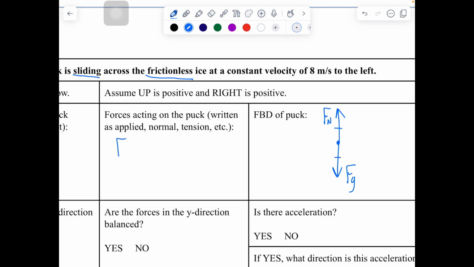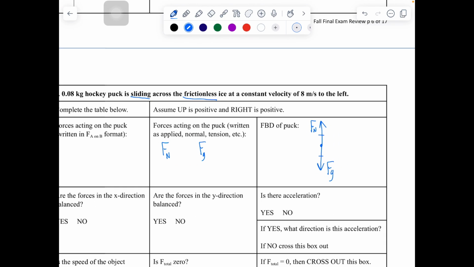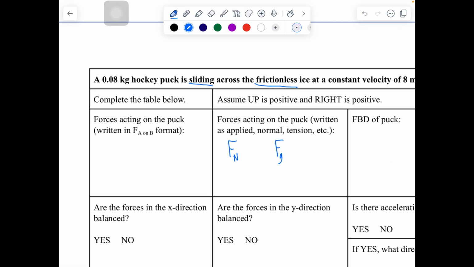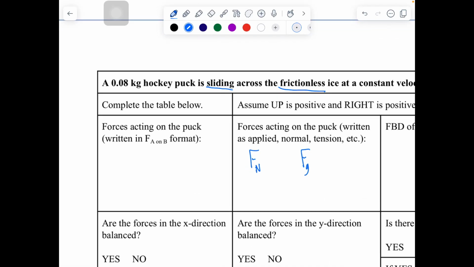Well, there is the normal force, and there is the force of gravity. Force A on B format. Well, the normal force is really the ground pushing on the puck. And gravity is the earth pulling on the puck.